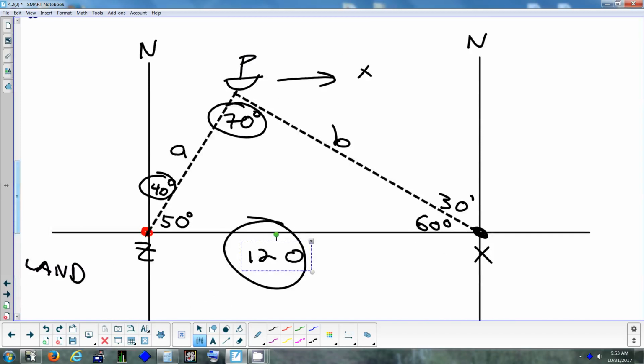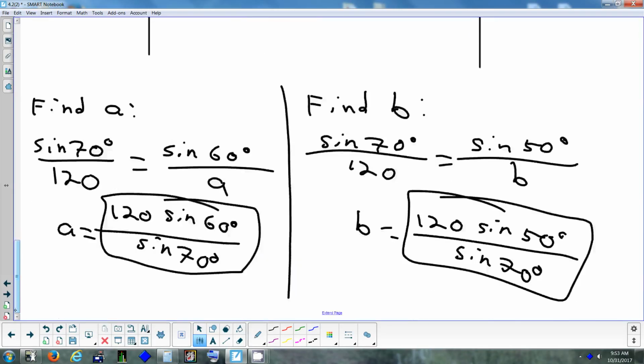Okay, but that's just kind of simplifying it. Just find the two distances. That's all we did. All right. So that pretty much finishes up the law of sines.